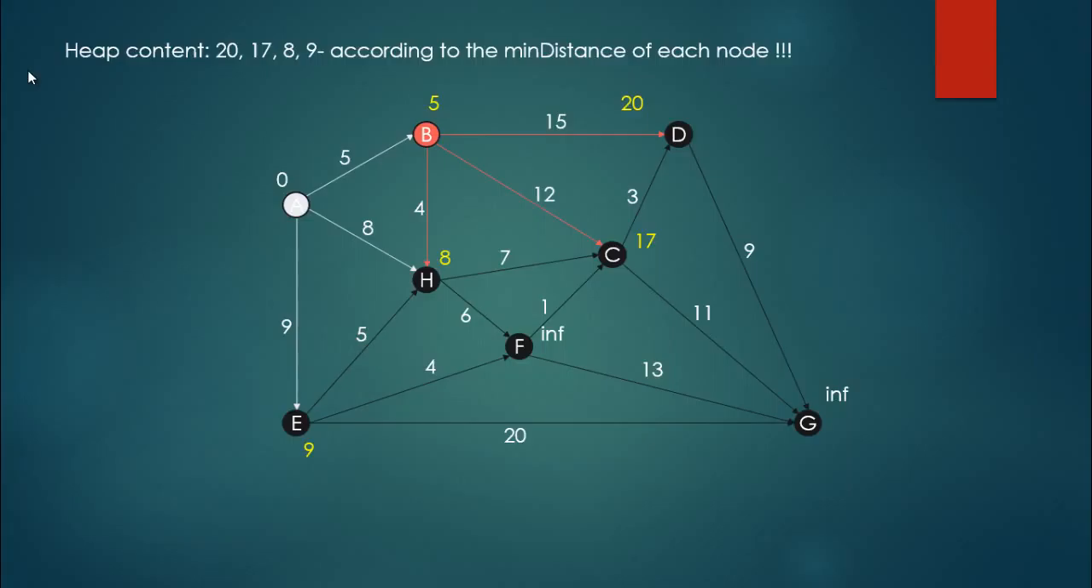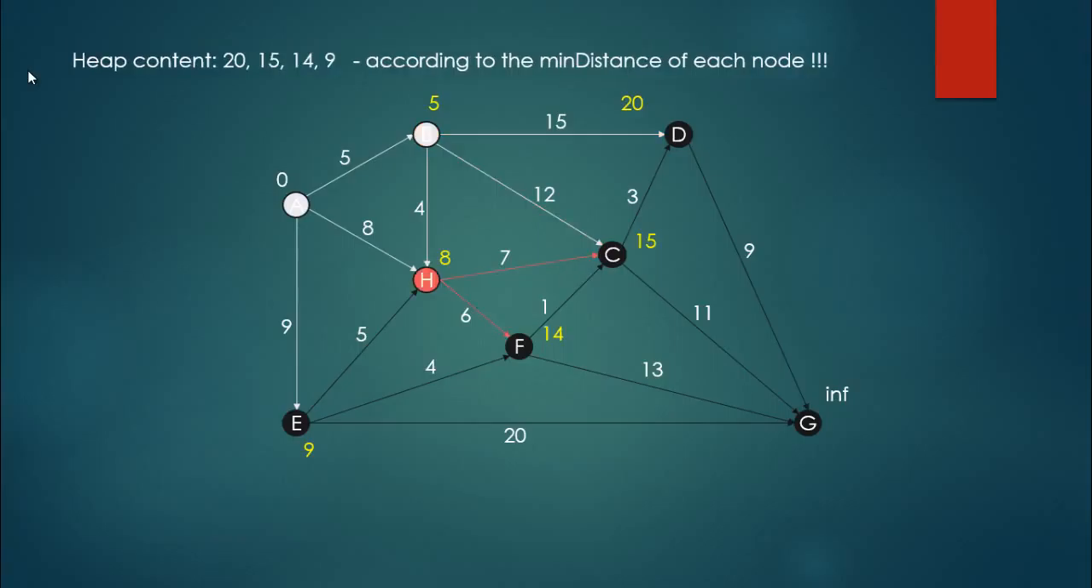Then our heap is going to contain the 20, the 17, the 8, and the 9. And we go to the minimum node, and it's going to be H. And we consider the H sorted. So from H we can go to C and F, so we visit each of its neighbors, and we come to the conclusion that it takes minimum 8 units to get from the starting node to H, and another 7 to get from H to C. So that's why it's going to be 15.